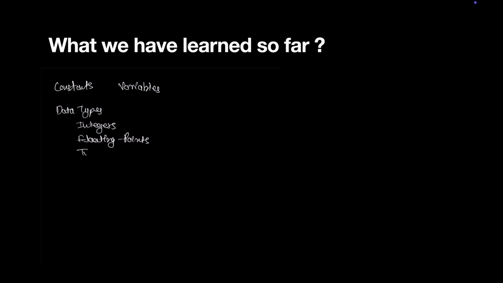So what we have learned so far. In the previous tutorial we learned about what constants are, what variables are, and what the different data types are. One was integer, second was floating point number, third was tuples, fourth was booleans, and then we had two extras, character and strings, and optionals. Now to learn characters and strings we first need to learn about operators. So in this tutorial we will be learning about operators.